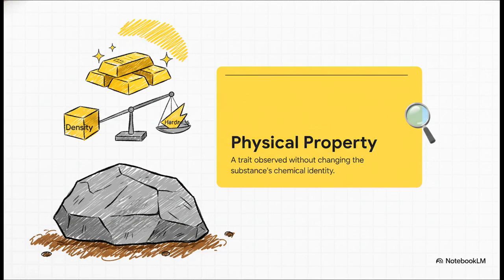So a physical property is basically a trait that can be observed or measured without changing the substance's chemical identity. What does that actually mean in plain English? It means you're just looking at what's already there. You aren't fundamentally altering what the thing actually is.